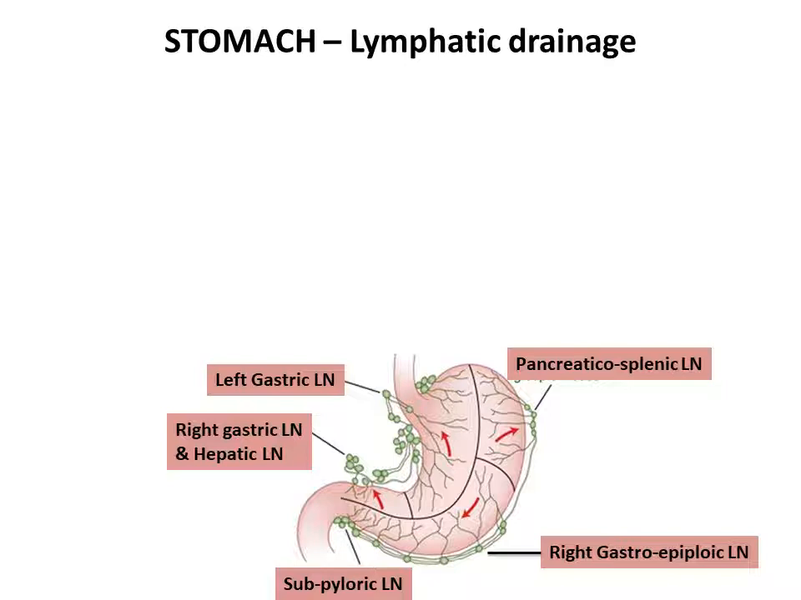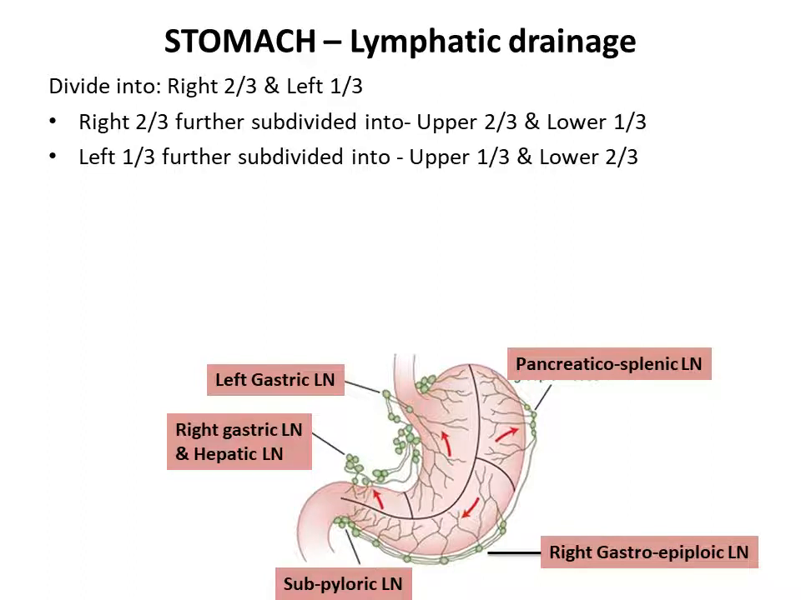The lymphatic drainage of the stomach. It is clinically important because gastric cancer spreads through the lymphatics. In order to understand the lymphatic drainage, we'll divide the stomach into 4 areas or 4 territories. Along the long axis, the stomach is firstly divided into right 2/3 and left 1/3. The right 2/3 is further subdivided into upper 2/3 and lower 1/3, whereas the left 1/3 is further subdivided into upper 1/3 and lower 2/3, thus forming 4 areas or 4 territories.